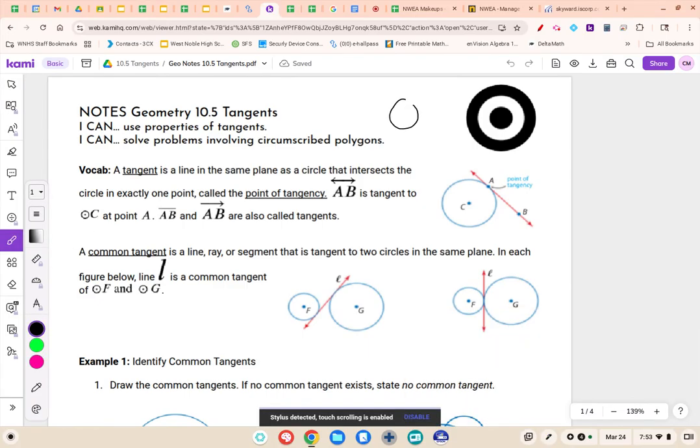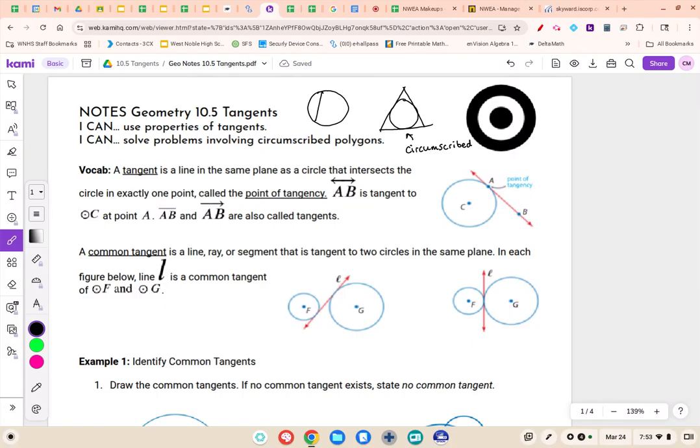Circumscribed is when you have a shape outside of a circle. So for instance, this is not a polygon, it's a triangle, but it is circumscribed around that circle. Inscribed is when we have our triangle inside of our circle. So these are different things. We have different properties with each of them. And today we're specifically looking at circumscribed polygons.